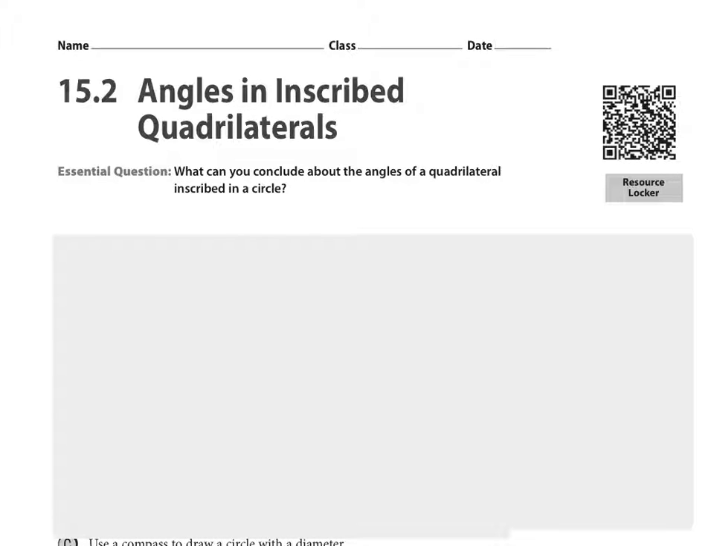Okay, so here's our lesson 15.2. We're talking about the angles of inscribed quadrilaterals. So let's remember what all of that means. Inscribed means the angle I'm talking about has a vertex on the circle. Also, remember that inscribed angles are going to be half of the arcs they intercept.